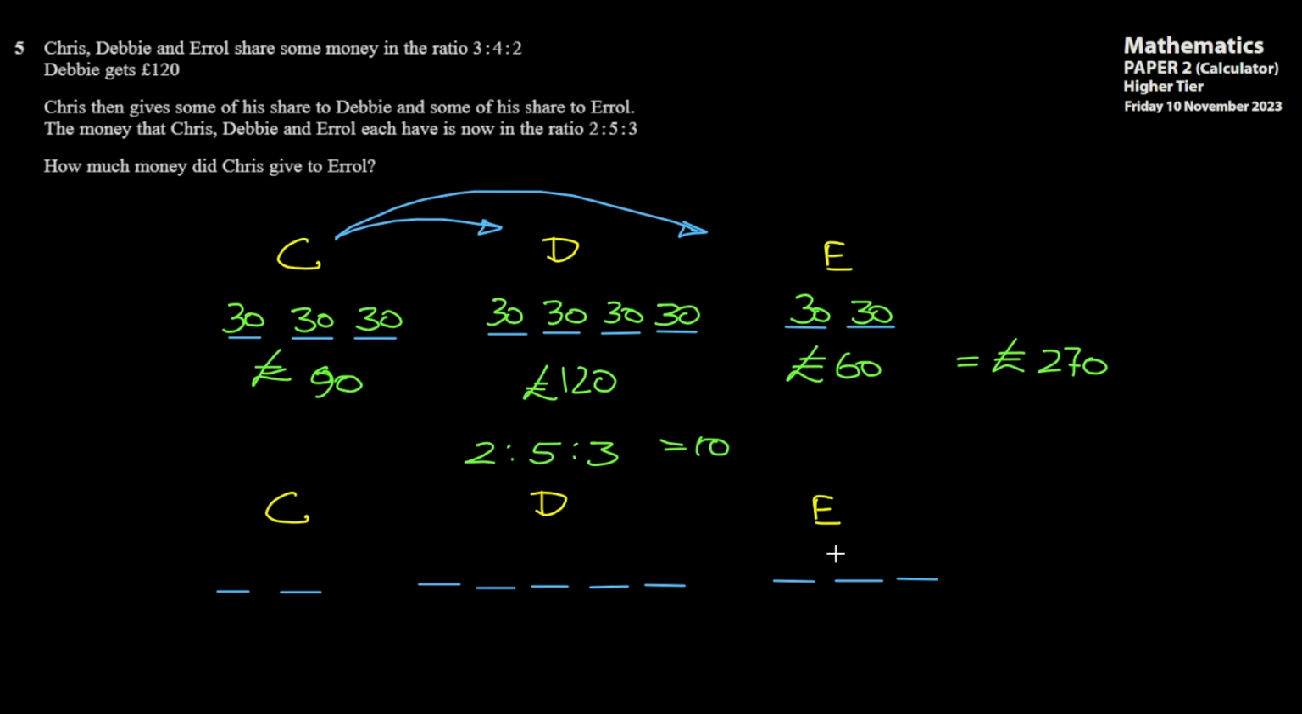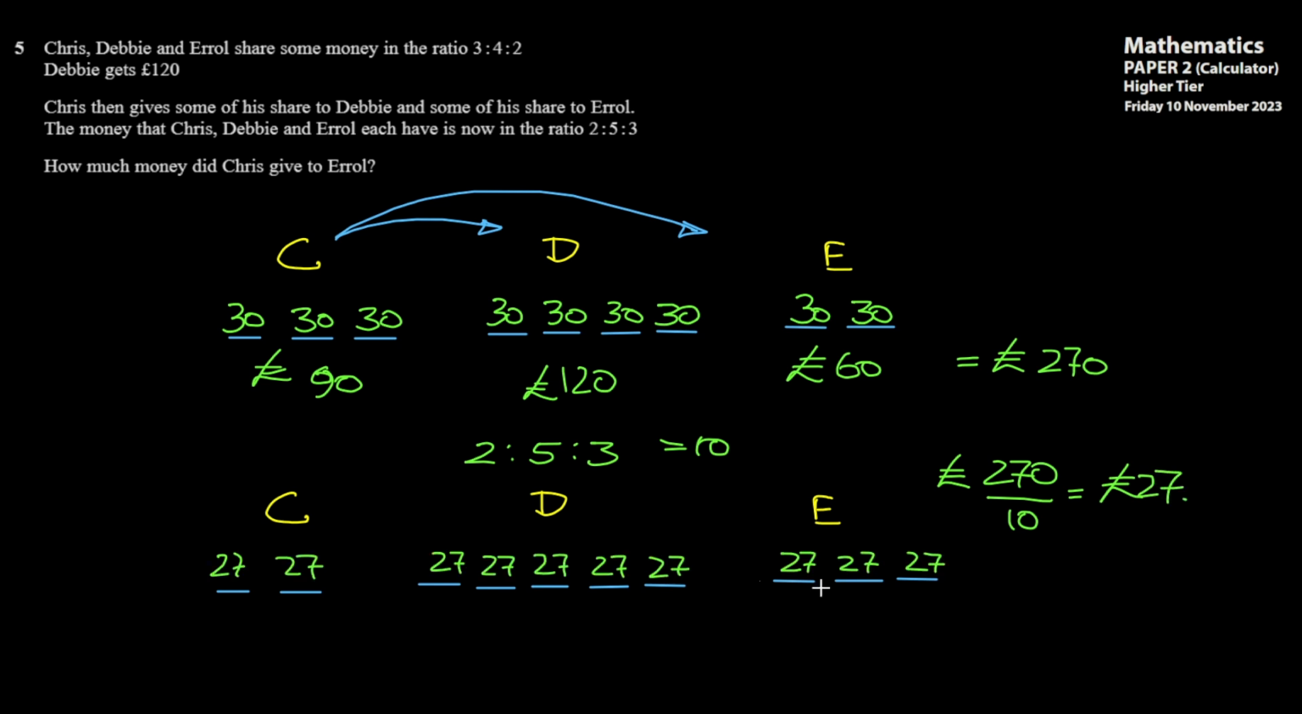So what's in each of the compartments? Well, what's in each of the compartments is 270, because that's one thing that hasn't changed. The total hasn't changed. And we're now dividing this by 10. And that equals £27. So there's now £27 in all of these compartments individually. We're now in a position to answer the question.